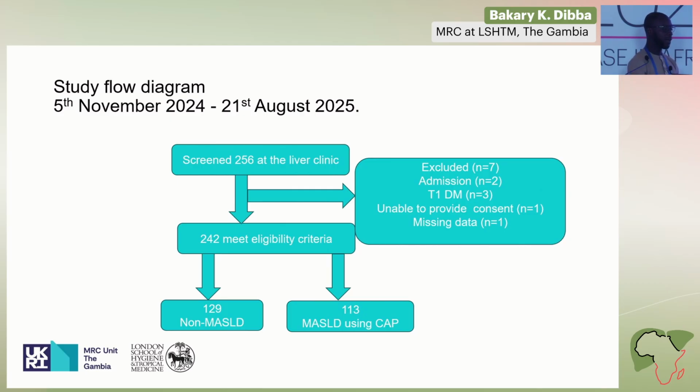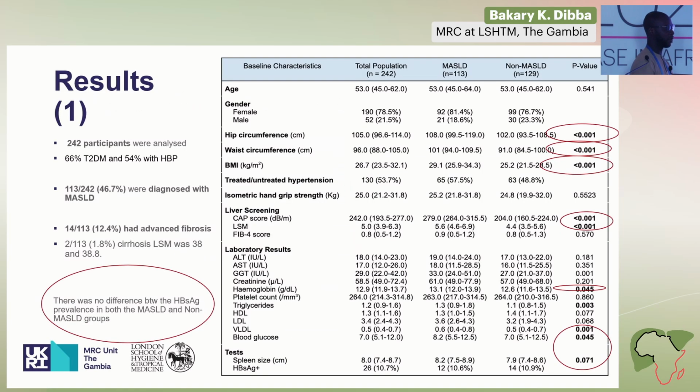Actually, among those people, we excluded 3 of them that had some exclusion criteria, due to the severity of their disease, or they had type 1 diabetes. One of them was not able to provide consent, and one was also excluded because of missing data. So we were able to analyze 242 that met the eligibility criteria, and out of these we had about 119 that had muscle based on the CAP score.